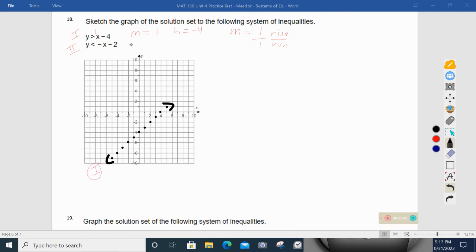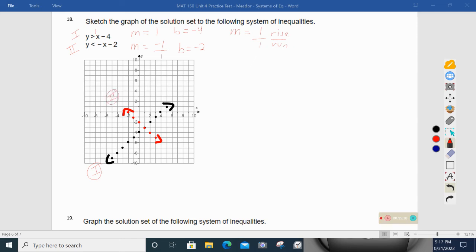My second inequality has a slope of -1, or to make that into a fraction, -1 over 1, and a y-intercept of -2. All right, so you would select line, you go down to -2. You're going to go down 1, right 1, down 1, right 1, down 1, right 1, or up 1, left 1. And that's the second equation.